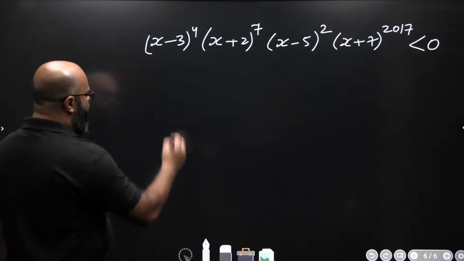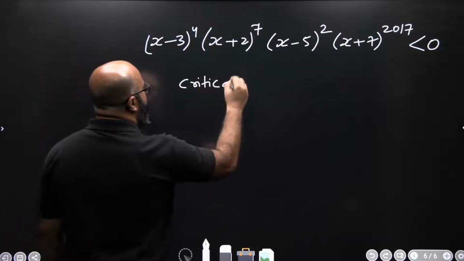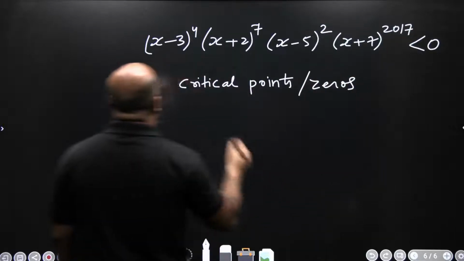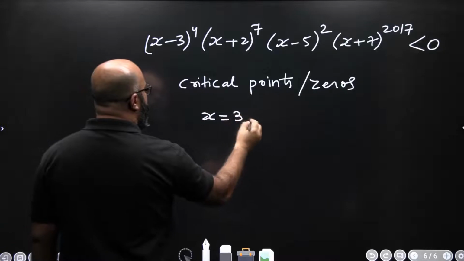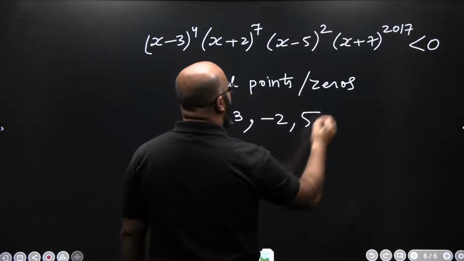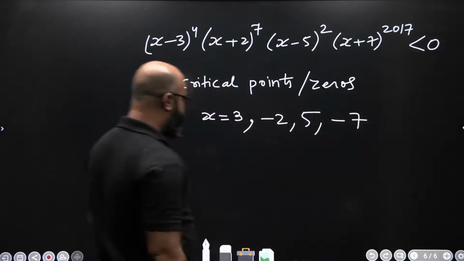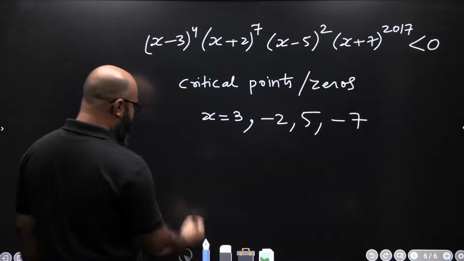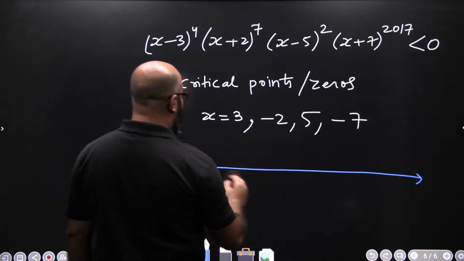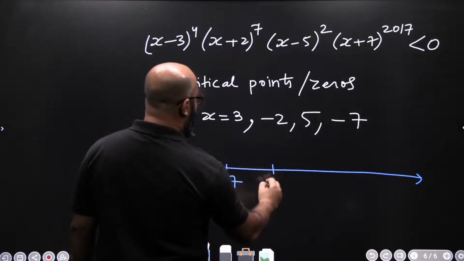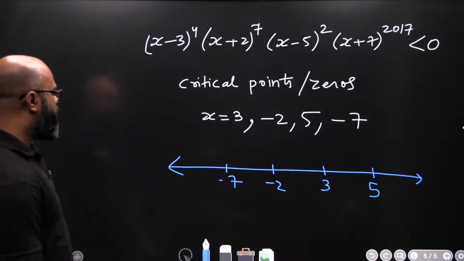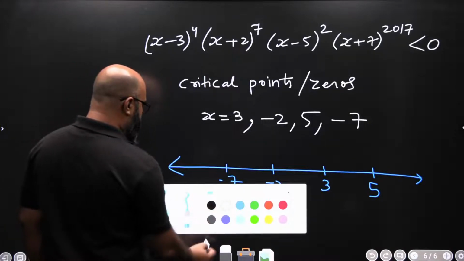If you talk about the critical points or zeros, first you have to understand them. What are the critical points or zeros? This will become 0 when x is equal to 3, this will become 0 when x equals minus 2, this will become 0 when x equals 5, and this will become 0 when x is equal to minus 7. So these are the critical points. Now can we plot them on the number line? Let us plot them. We have minus 7 of course, then minus 2 here, then 3 here, then 5 here: minus 7, minus 2, 3 and 5.